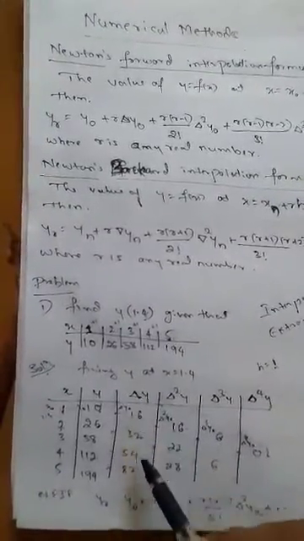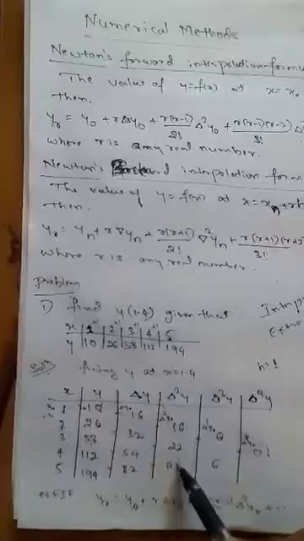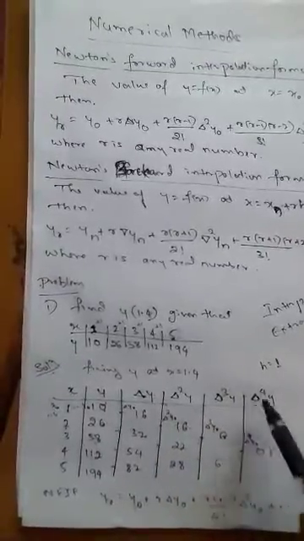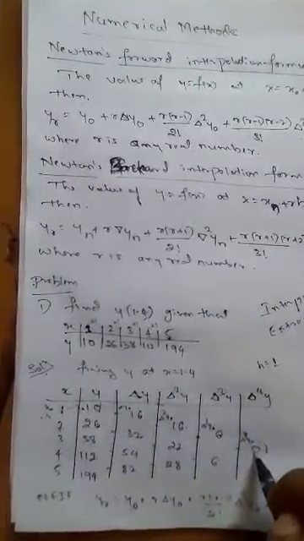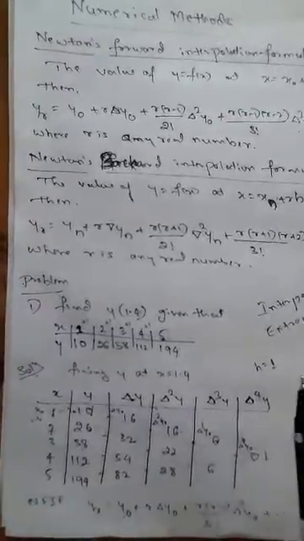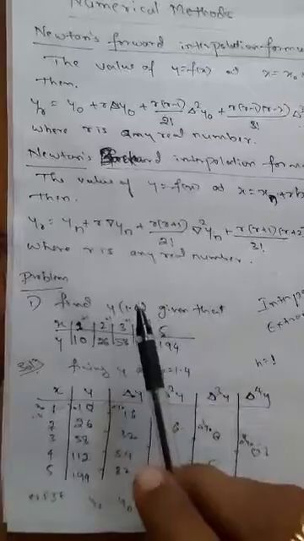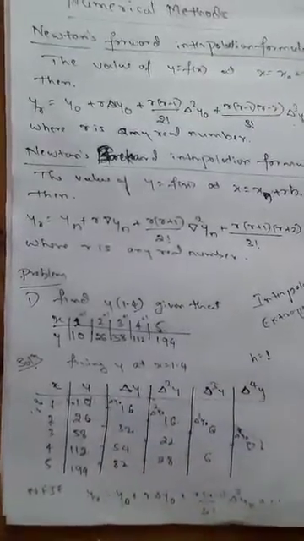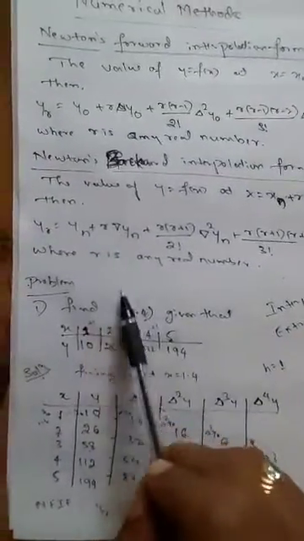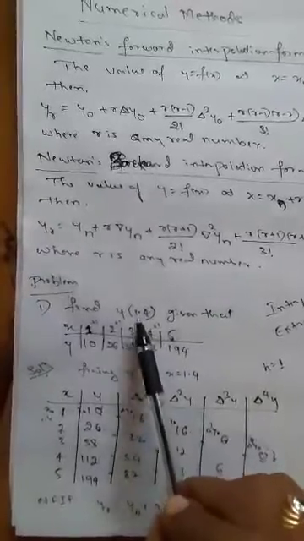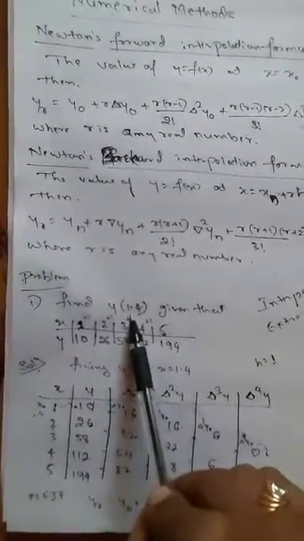The first difference is delta y, the second difference is delta square y, the third difference is delta cube y, and the fourth difference is delta raised to 4 y. Now, to apply the interpolation, they will not tell us whether to use forward or backward difference. By seeing the x value, we have to choose the appropriate formula.